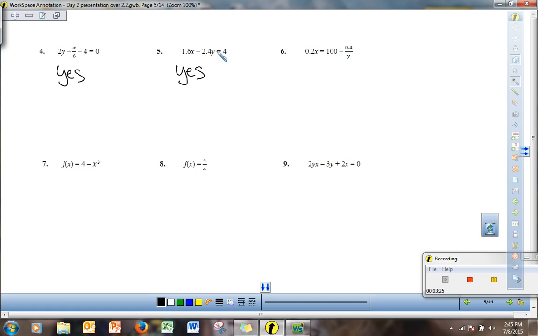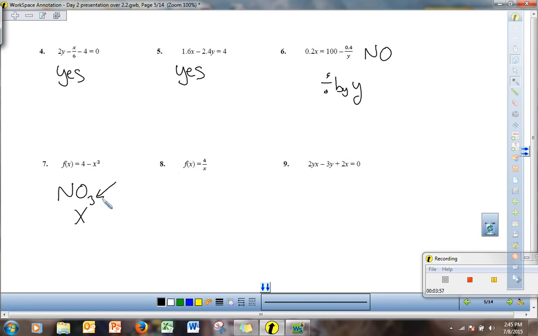X is to the first, y is to the first. There's decimals involved, but that's okay. What do you think about number 6? The answer is no. The reason being, we're dividing by the y. Number 7, the answer to this one is a no. The reason being is x is to the third power. Remember, for it to be linear, it's got to be to the first power.